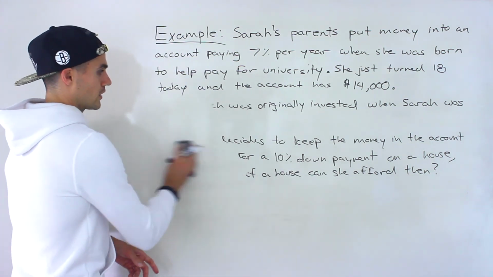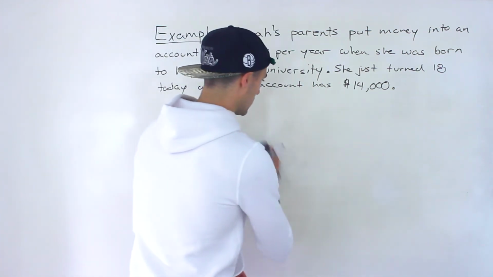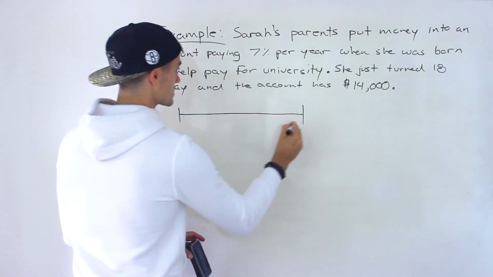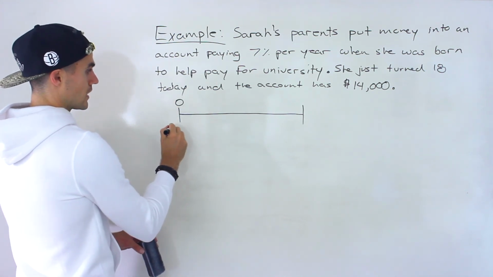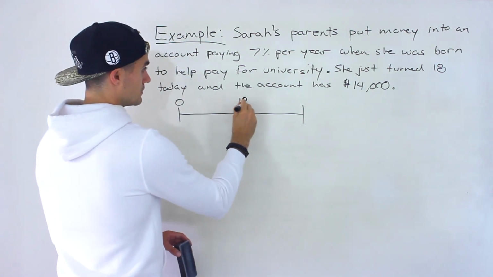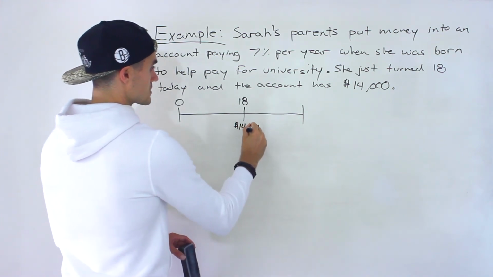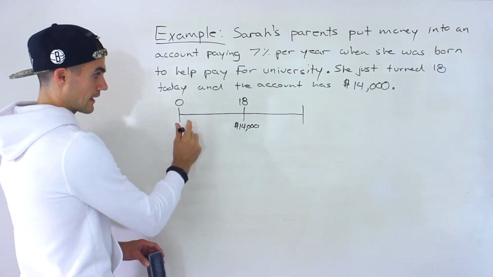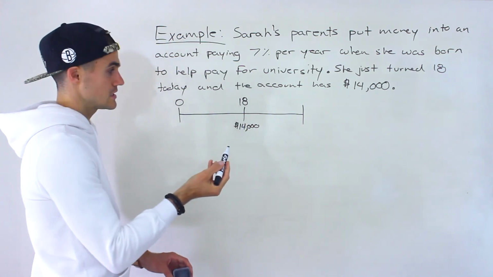So before getting into the calculations, I'm going to draw a timeline of what's going on here. I always usually like to draw timelines if possible, just to have a nice visual sense of what's happening. So time zero, that's when Sarah was born. And she's 18 now. And the account has $14,000. So her parents put money here, and then that account made interest, compounded to $14,000 when she's 18.